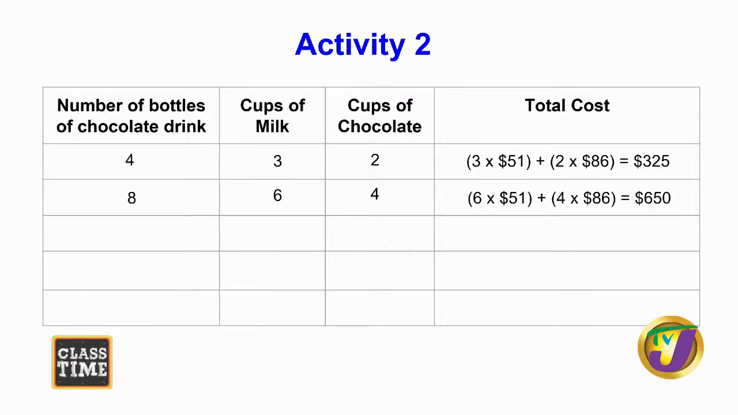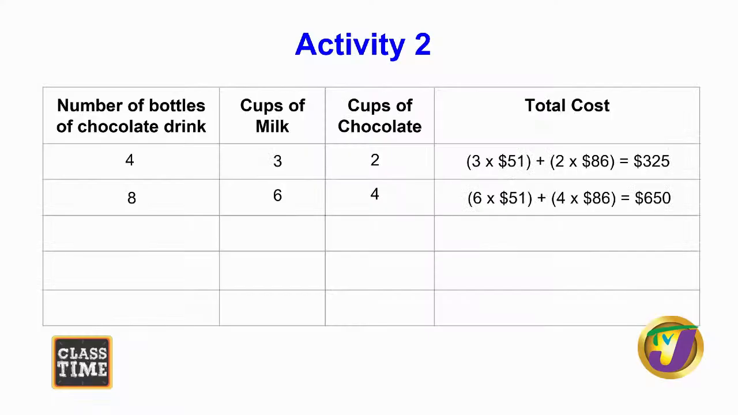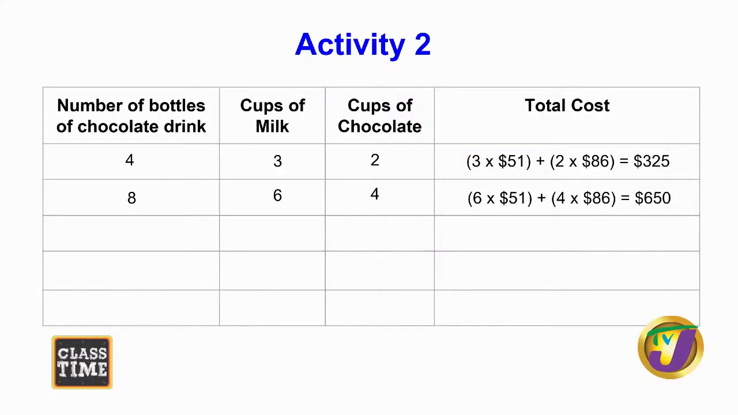Beautiful. Okay. So let's look at the total cost now and see what's happening here. So notice that we're now multiplying $51 by 6. And we also multiplied $86 by 4, because we're using 4 cups of chocolate. And we're putting it together now, and we're seeing that 8 bottles of chocolate drink cost $650. But I'm also seeing, because that 8 bottles is twice the 4 bottles, the cost is actually twice the cost of making the 4 bottles.